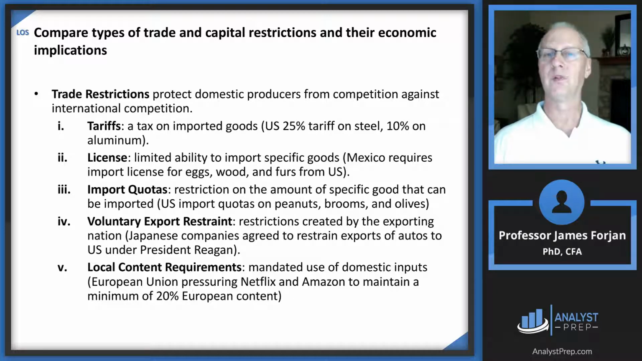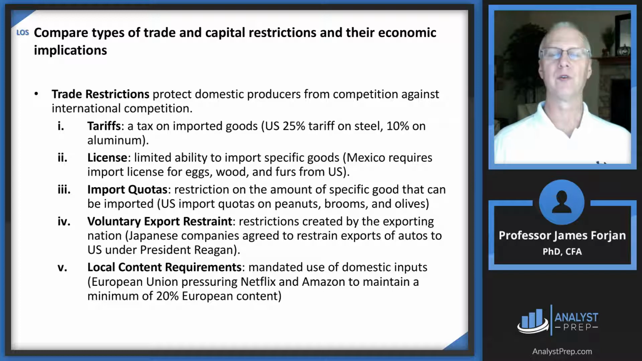Licenses limit the ability to import. For example, Mexico requires import licenses for its companies to import eggs, wood, and furs from the United States. This is interesting, even though we have had NAFTA for years and years. Import quotas are restrictions on the amount. I did a little bit of research. Look at this: we have import quotas in the United States on peanuts, brooms, and olives.